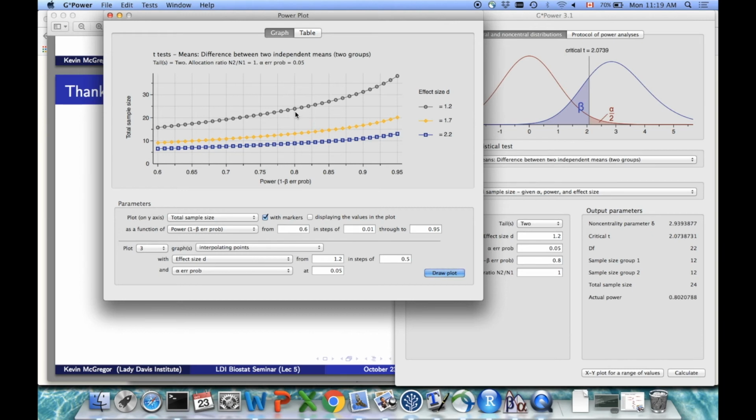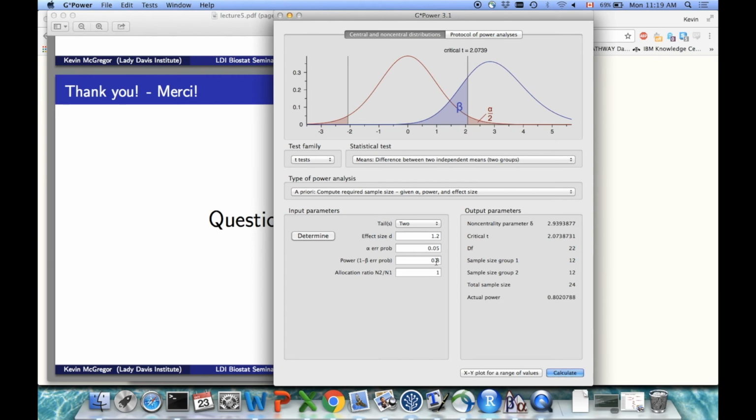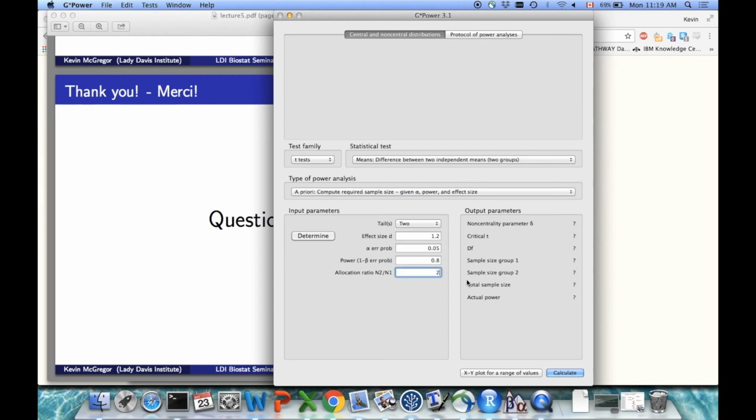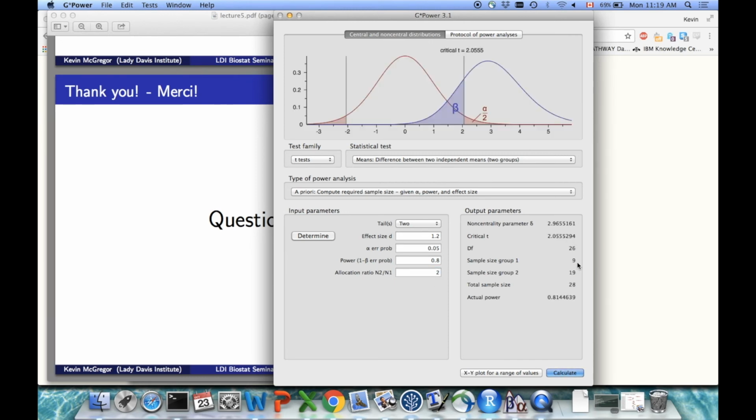Although it's still possible to have double the amount of controls versus cases. Actually, things are going to change if you have double. Let me illustrate here. That's where this allocation ratio comes in. Right now I have an effect size of 1.2 and I have 12 in each group. But if I change this to twice as many, then this should change. You have 9 and 19. So you would actually have to have a larger sample size overall in that case.